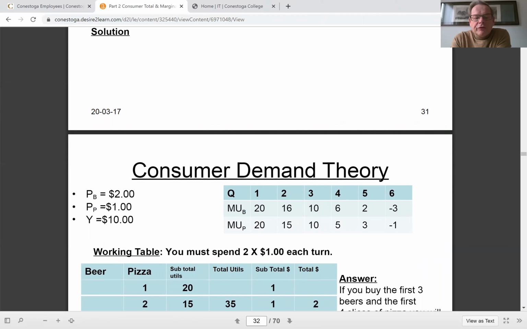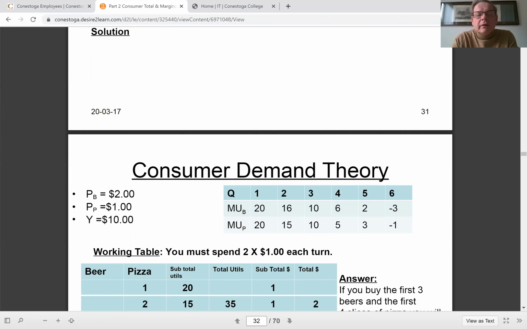The first pizza is going to give me 20 levels. The second slice of pizza is going to give me 15, for a total of 35. And I spent $2 in total. Where am I going to buy? How am I going to spend my next lot of $2? Am I going to buy the third slice of pizza, which gives me 10, and the fourth slice of pizza, which gives me an additional 5, for a total of 15?